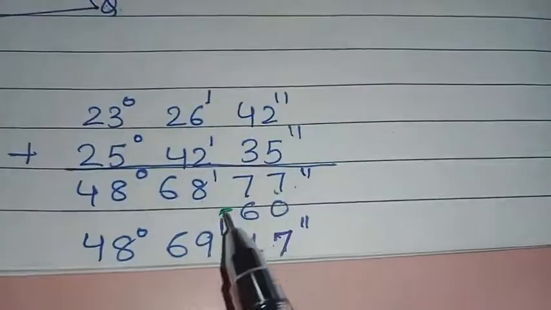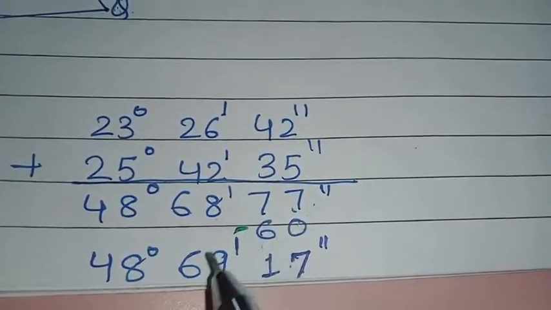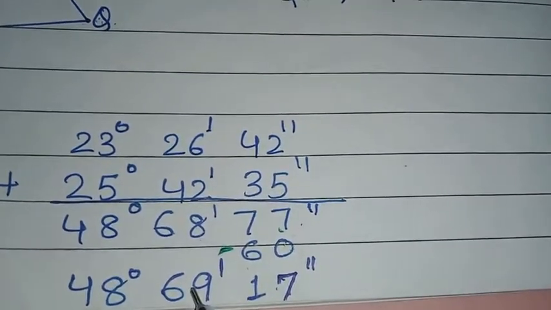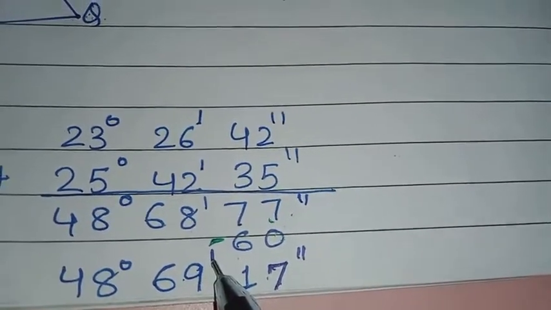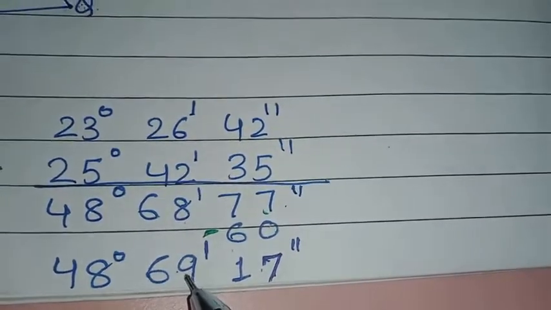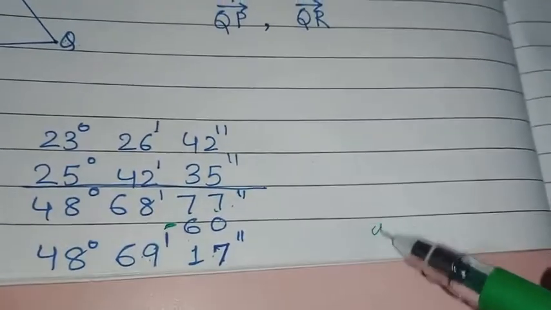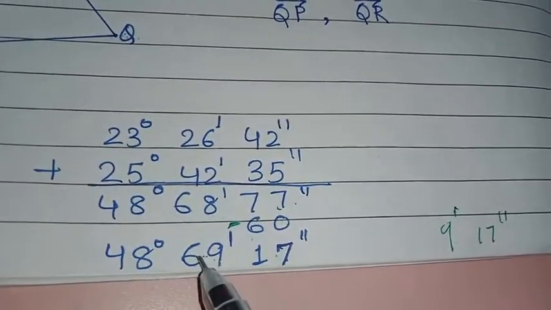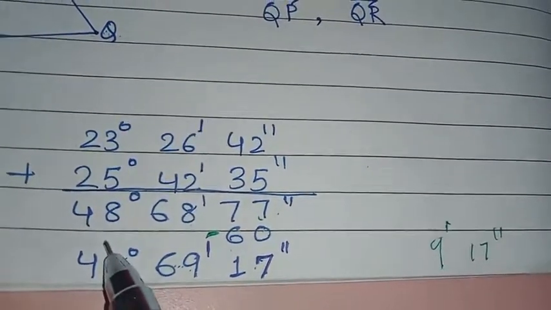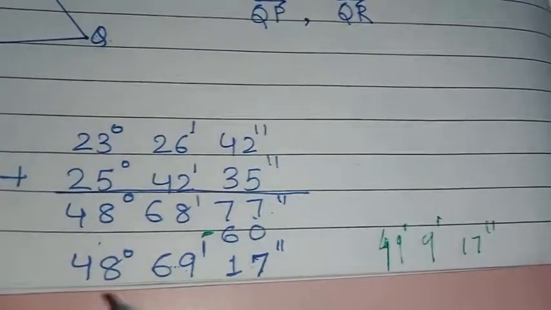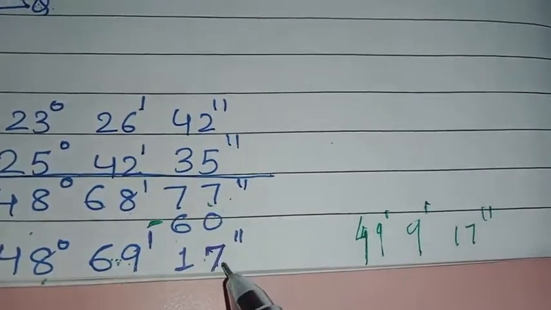Now here you will see 69 minutes is also more than 60 minutes. So let us subtract 60 from 69 also. So 69 minus 60 is only 9, right? And that 60 minutes means 1 degree. So that 1 degree will be added to 48. So it will become 49 degrees, right? So 49 degrees, 9 minutes and 17 seconds.